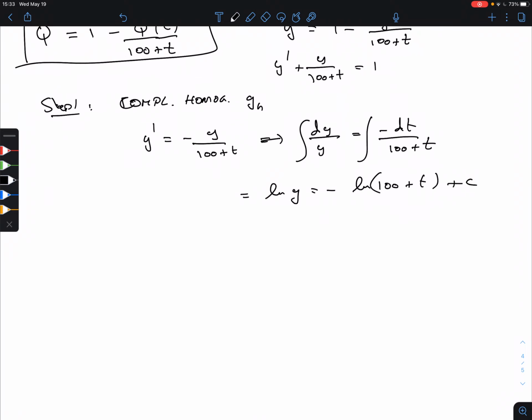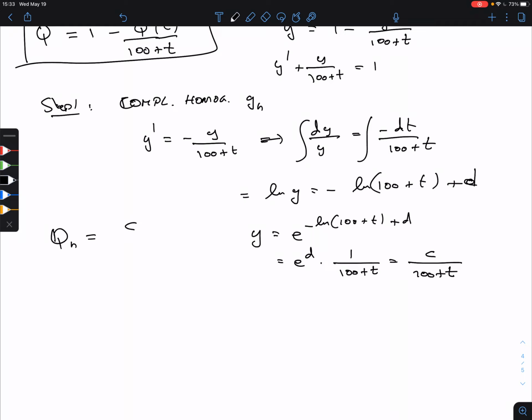And so if I want to get rid of this, I take the exponentiation, that is y equals, let me put this d here, because I'm going to change it again, e to the minus ln of 100 plus t plus d, which is e to the d times e to the minus ln of 100 plus t, that is just 1 over 100 plus t. Okay, so this is c over 100 plus t. That is my solution. So writing it with the q homogeneous, the general solution is c over 100 plus t. Okay, that's our solution.